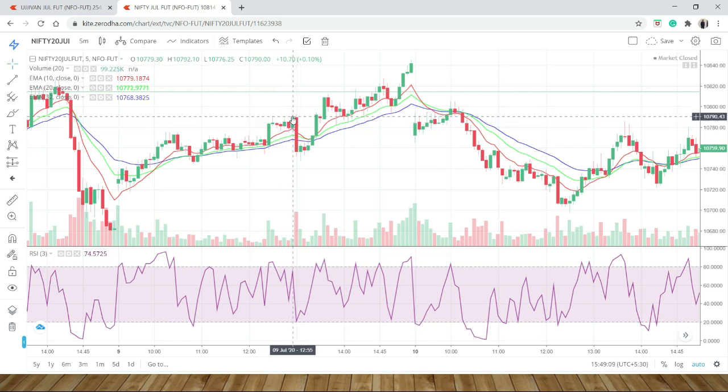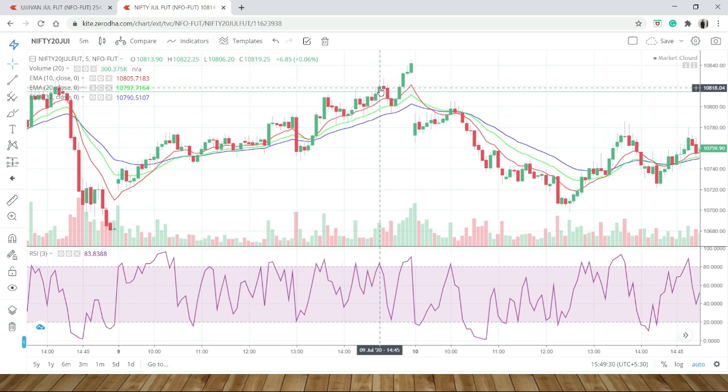At 12 o'clock it is 719, then again a downtrend, and in this candle again it touches 18 to 20 RSI. Again we add some quantity over here and see the move from this level, 756, to 10,818. So you can book your profit at 30, 35, 40 points.